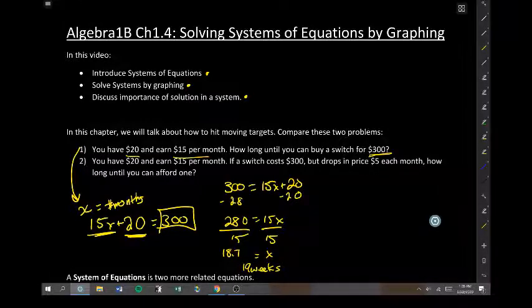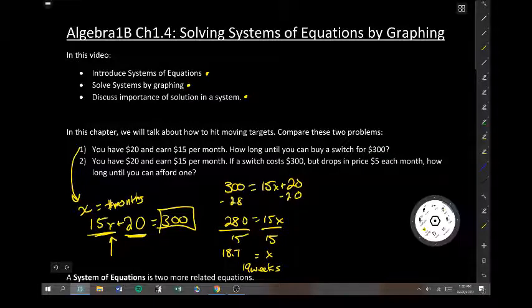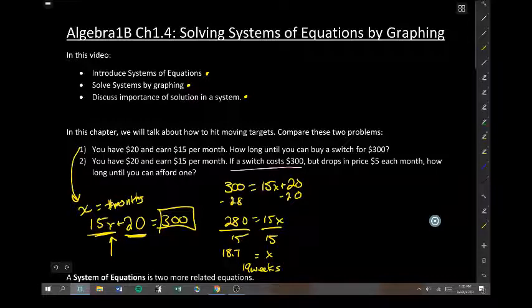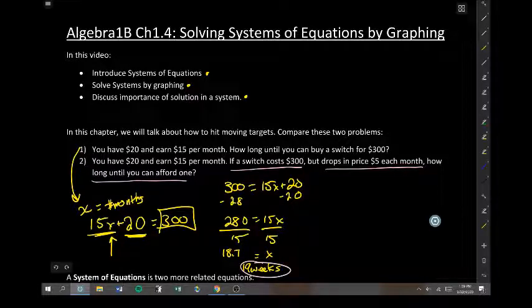But this problem is pretty simple to solve because there's only one variable, there's only one thing we don't know. The only thing we don't know is how long it takes. That's going to be very different from the next problem. The next problem says you have $20 and earn 15 per month, but the cost of the Switch is changing. If a Switch costs $300 but drops in price $5 each month, how long until you can afford one? Well, now we can assume it's not going to be 19 months anymore because we'll have enough money faster because the price of the Switch is falling.